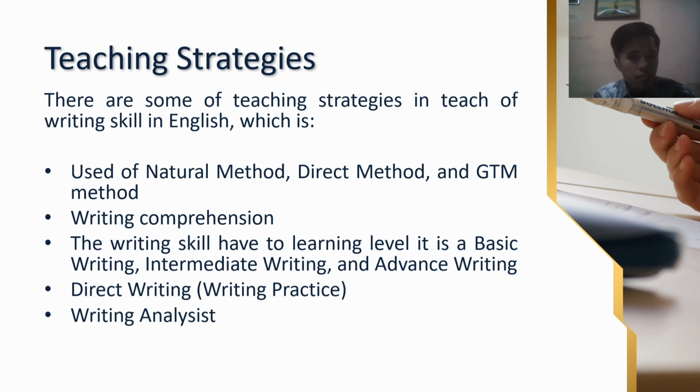And the third, the writing skill has learning levels: basic writing, intermediate writing, and advanced writing. And the fourth, direct writing, or similarly the writing practice. And the last, writing analysis or identification. Alright everyone, that is the theory about English writing skills and teaching strategies. Then I will try to show you how to teach writing skill in English for senior high school. Let's check it out.